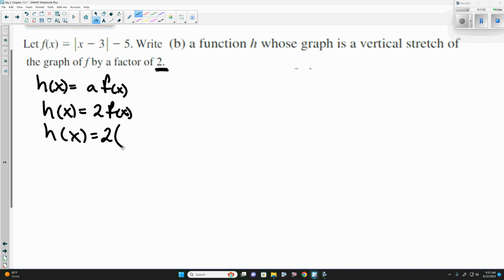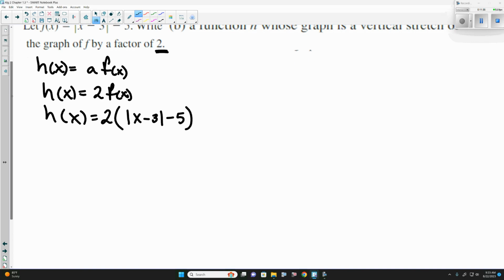Now, since we still just have f of x, we haven't changed what's inside the parentheses. We can just replace f of x with its function. The absolute value of x minus 3 minus 5. Questions so far?